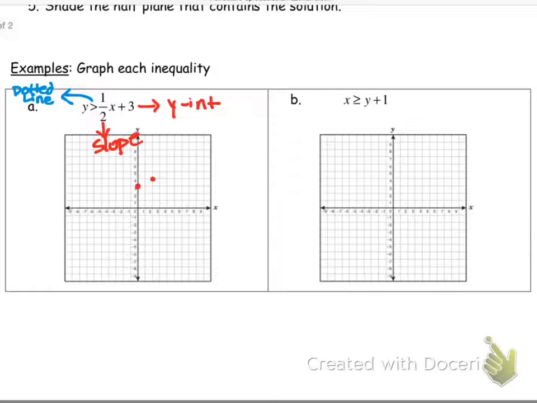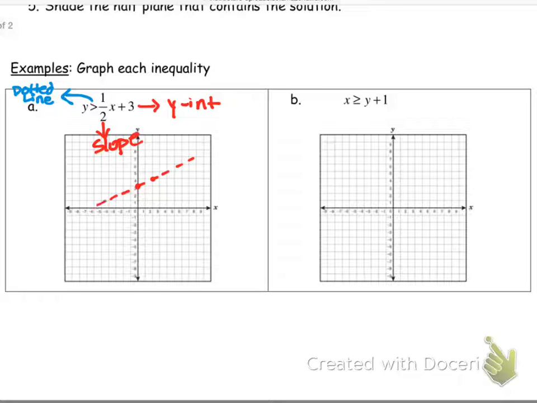Now, it can't just be any line, because step 2 said that since it is strictly greater than, it has to be a dotted line. So my dotted line is going to go through these 2 points. I'll just start. There's my dotted line.